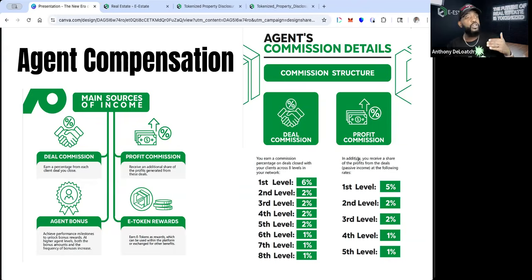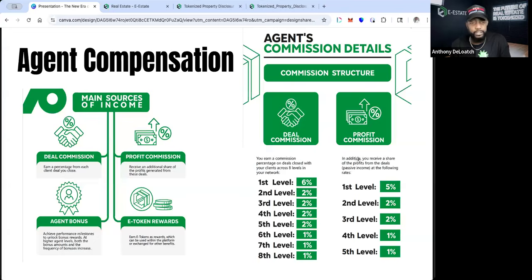Here's what I mean. When you enroll a new agent in your organization, if they fall on your level 2 to your level 5, whenever they actually close their own real estate deal, they're going to make 6%, but you are going to make 2%, and it doesn't come out of their money. So now you have a win-win situation where they're excited about closing more deals, and you're also excited about them closing more deals because you're getting paid on all the deals of your organization. Now, if that agent happens to fall on your level 6 through your level 8 and they're closing deals, you're going to get paid 1% on all of those deals.